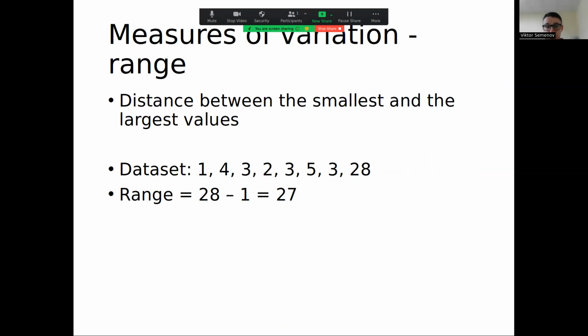Range is a simple value which tells us about the distance between the smallest and the largest values in the data set. Let's say we're working with the same data set. The smallest value will be 1, the largest will be 28, and correspondingly the range will be the difference between these two numbers, which will be 27. So this is the distance. It will make 27 points from the smallest to the largest values in the data set. So this is about range.